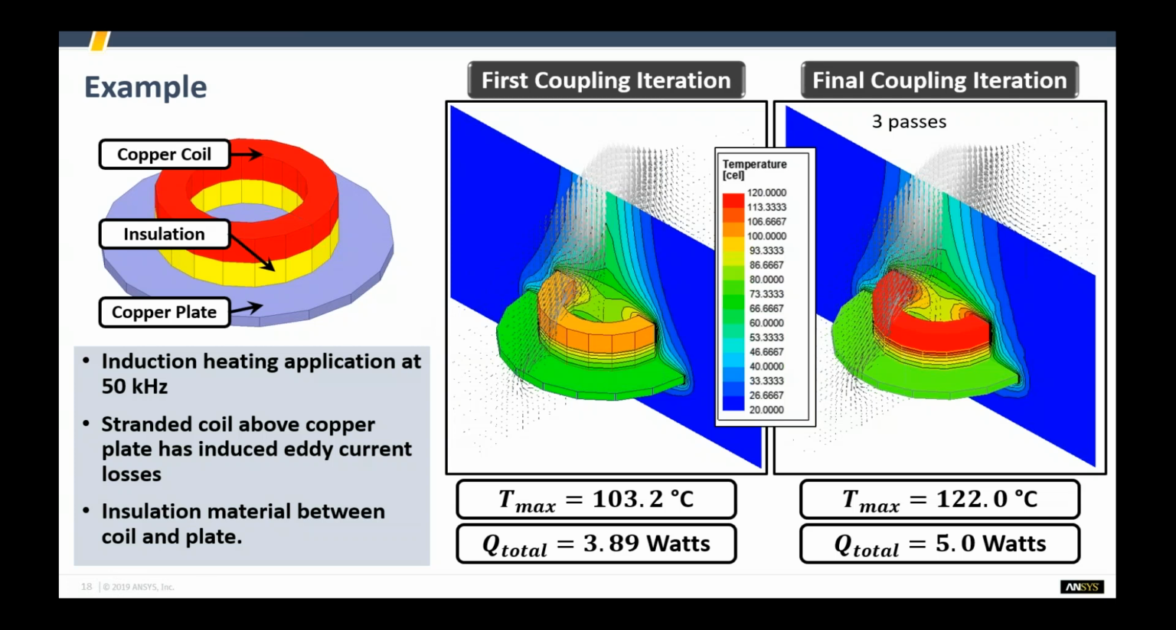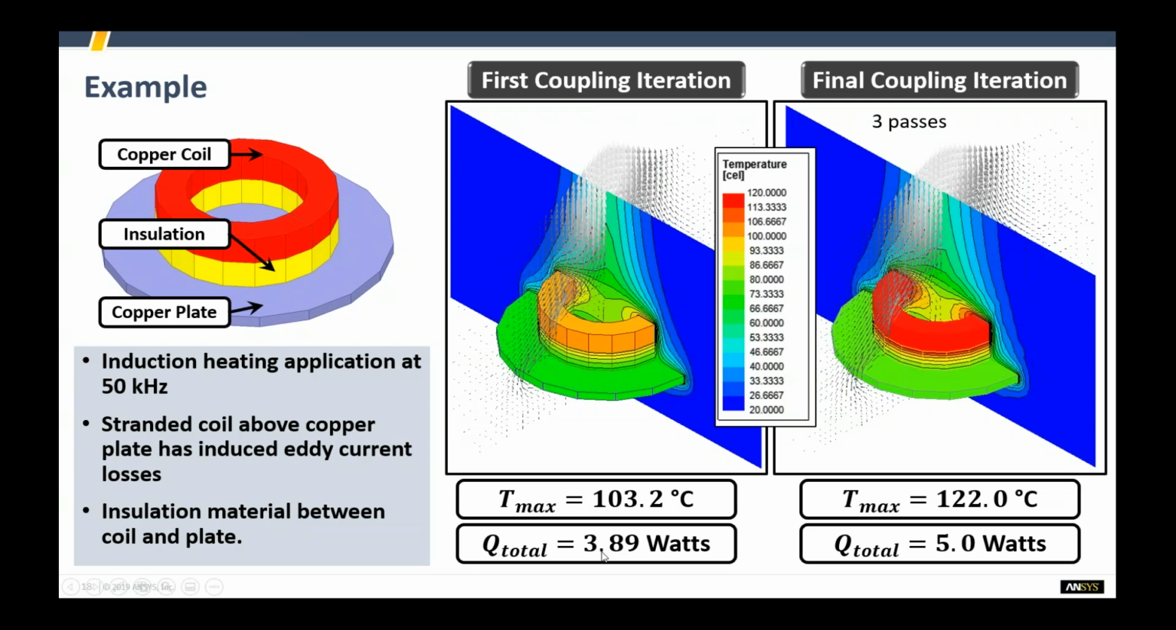Let's take a look at an example. It is a copper coil with some insulation and attached to a copper plate. Induction heating application at 50 kilohertz. Stranded coil above copper plates has induced eddy current losses, and there's insulation material between the coil and the plate. So after the first coupling iteration, we can see that maximum temperature is about 103 degrees Celsius.